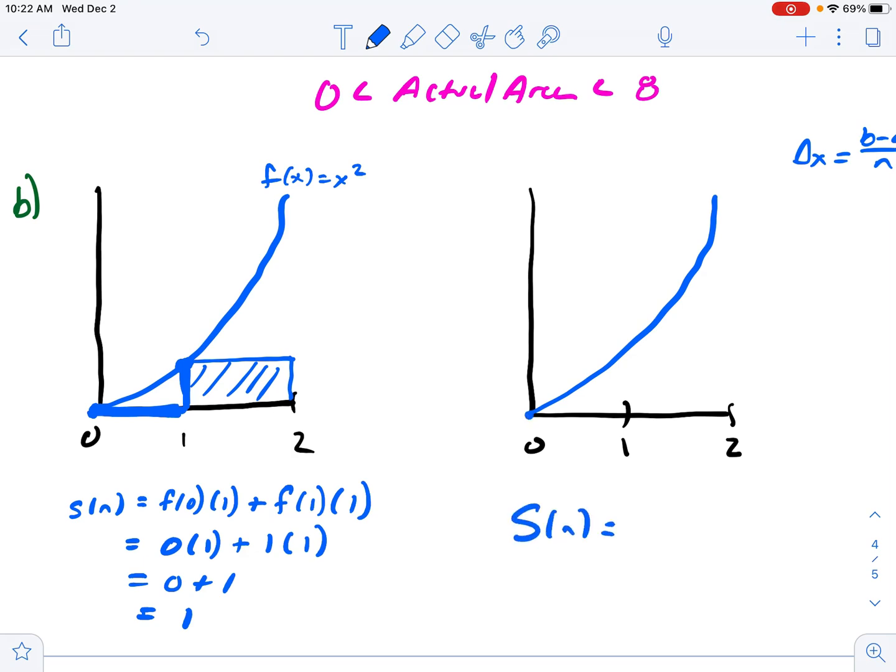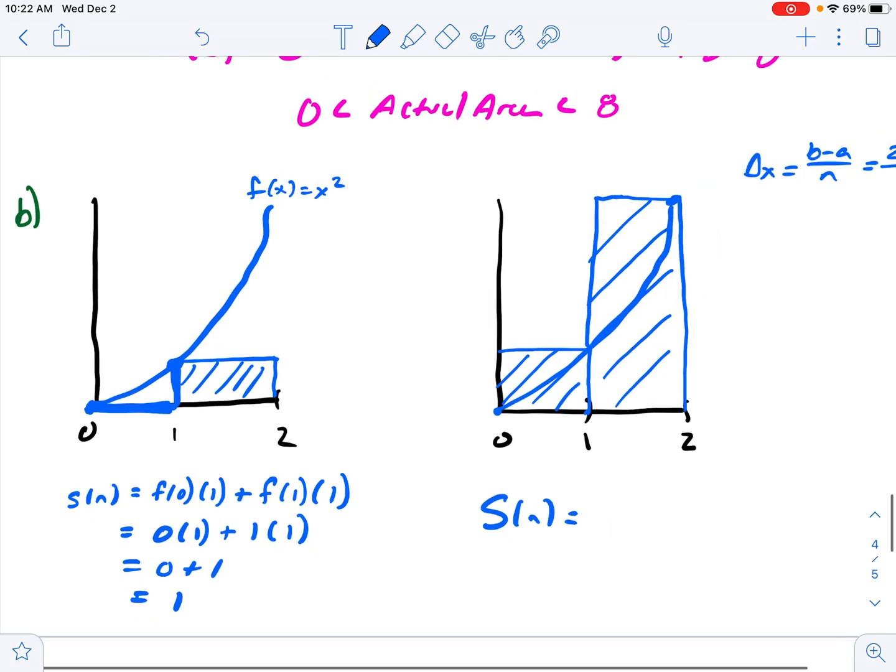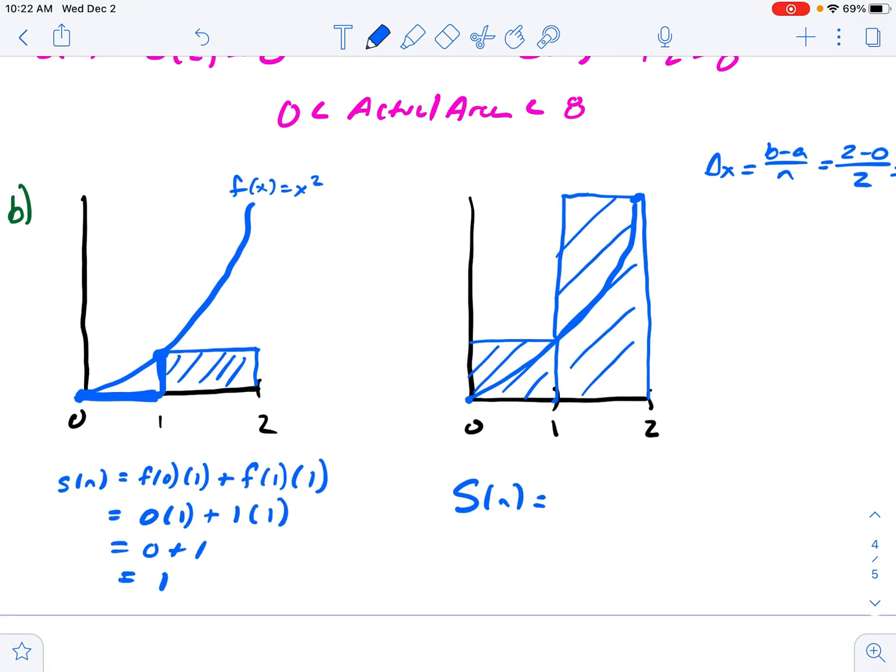Using upper sums, again, on the interval 0 to 1, I'm going to draw the rectangle to the higher side of the subinterval. Higher side is at 1. So there's the first rectangle. On 1, 2, the higher side again is at 2. There's, kind of poorly drawn, my second rectangle. And now I'm finding the area of these rectangles to approximate the area under the curve, which clearly, again, is going to be an over approximation.